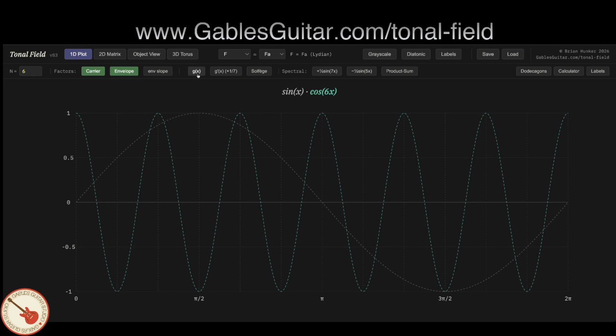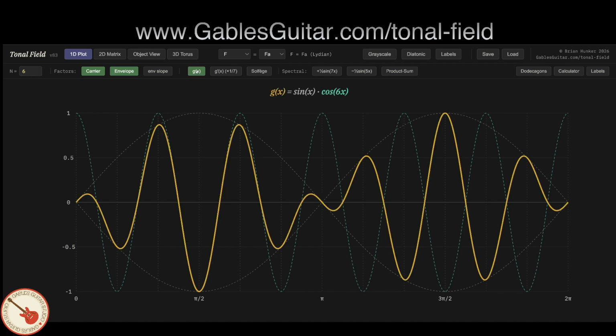So let me go ahead and click on the g of x again, and you'll see how the pattern I described shows up as the gold curve g of x. There we have it. On the left-hand side, the peaks are the same sign as the cosine peaks, but they're attenuated by the envelope. Then they're forced to 0 in the center, and they come out the other side with the opposing sign. So I refer to this as the Tritone Flip.